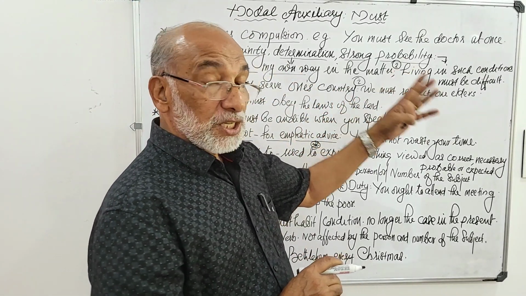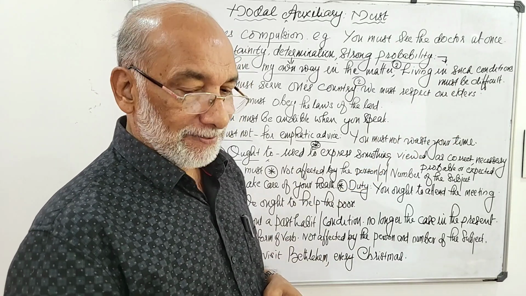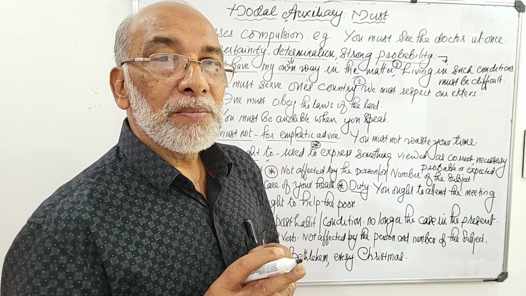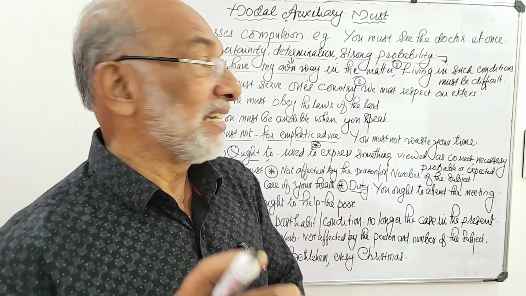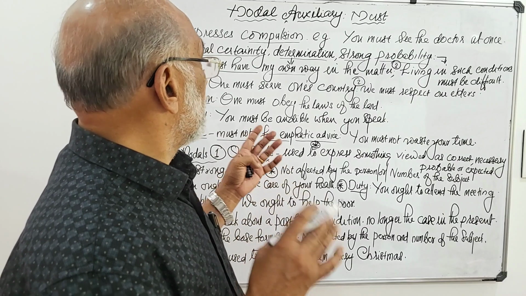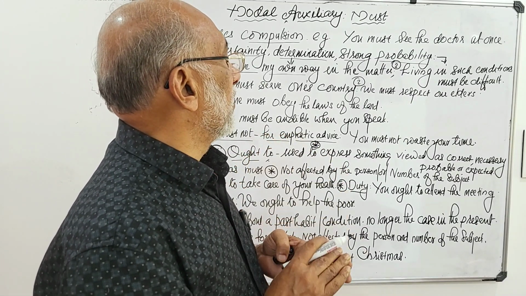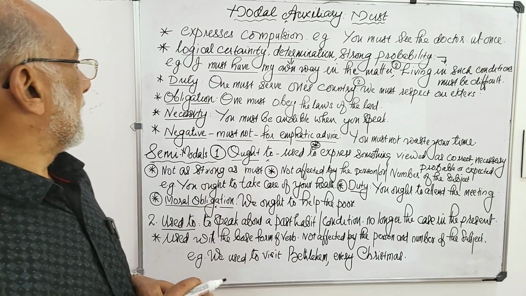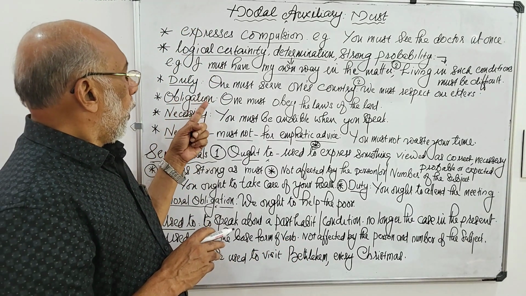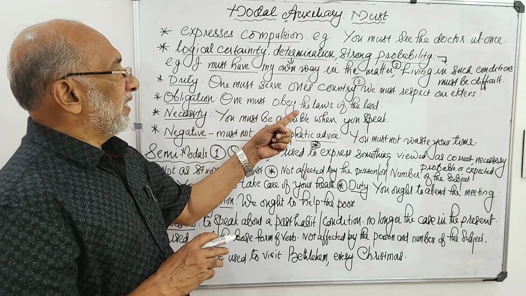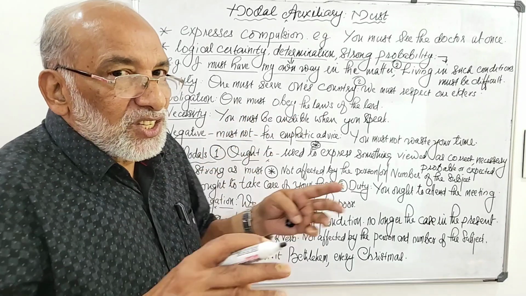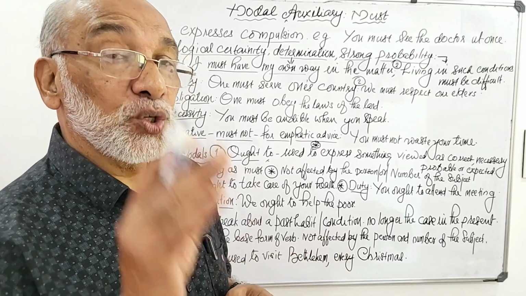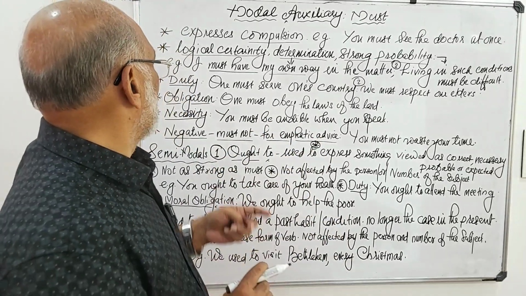We must respect our elders. In our national pledge, we say, I will respect my parents, teachers and all elders. It is a duty of an individual to respect our elders. We must respect our elders. Then obligation. One must obey the laws of the land. There is no excuse for it. It is obligatory from the part of a citizen to obey the laws of the land.